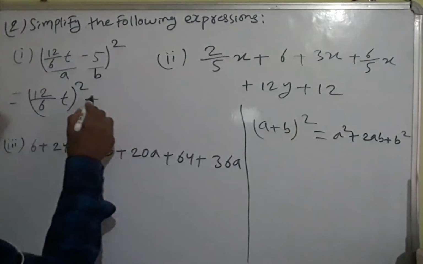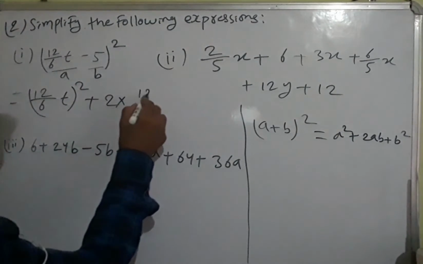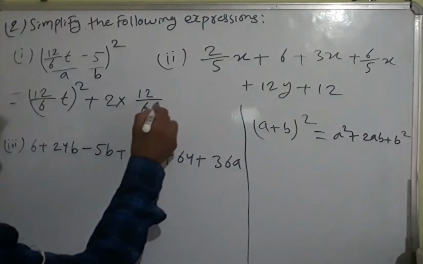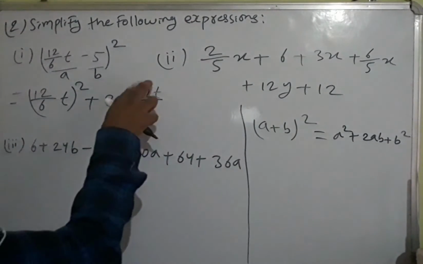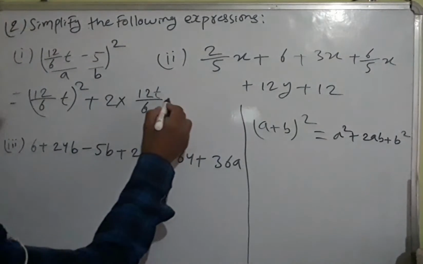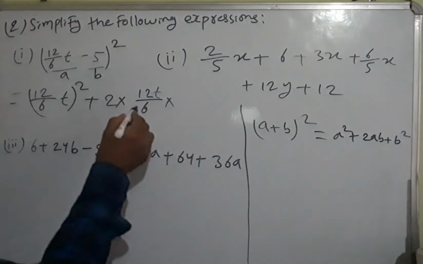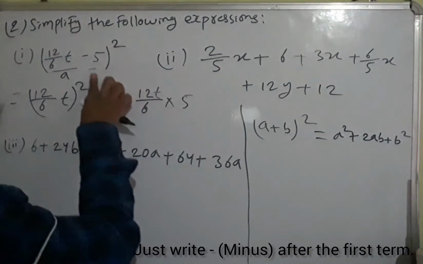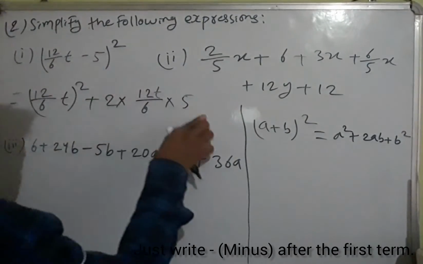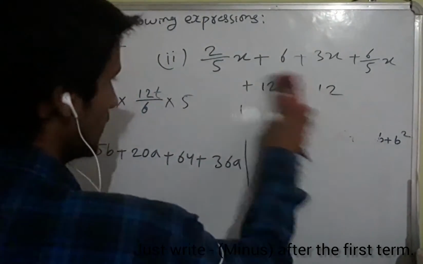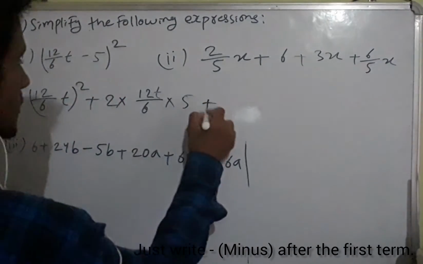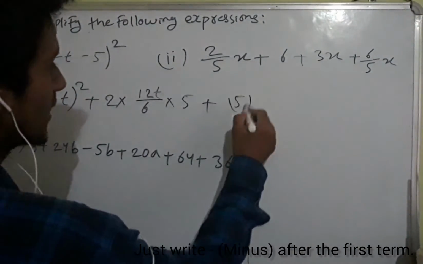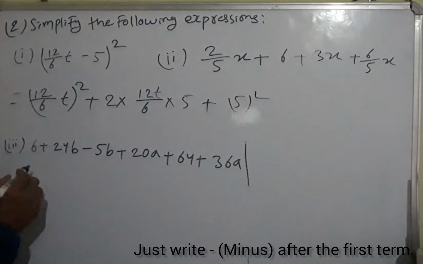Plus 2ab: 2 times a, which is 12 over 6 t. I can also write t there because it's multiplication. And then b here is 5. So I can get rid of this mess that I made. So 2ab plus b squared. b is 5, so I can write this as this one and this thing. Now this should be okay.